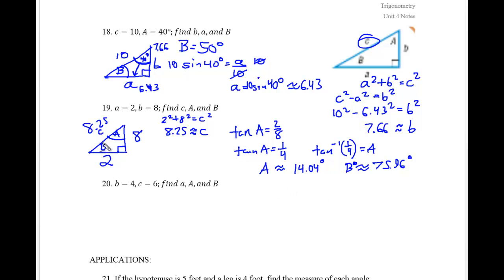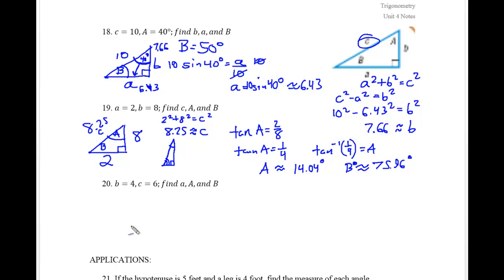I mean, B was a pretty big side. B was 8, and therefore that angle had to be pretty close to the 90-degree angle that the 8.25 was. And A was really small, so it has to be a pretty small angle. So if I drew this to scale, it would be a very slender triangle like so. And so this would be 14 degrees. This here would be 75 degrees, or 76 rounded correctly, and then this would be 90.